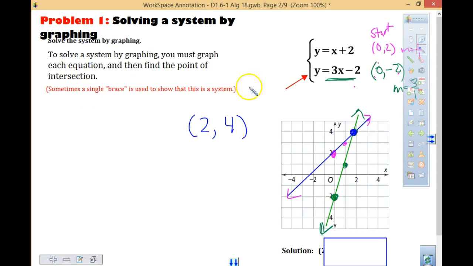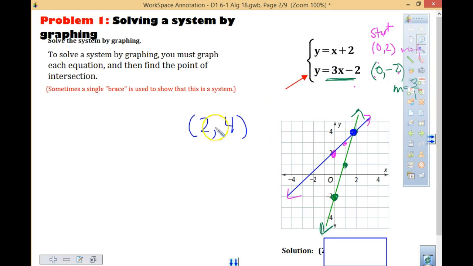Sometimes the single brace is used to show a system. So kind of like our notation when we were doing sequences for the recursive formula, they always had that out front. Also, when we did our piecewise functions, you're going to start it like this.